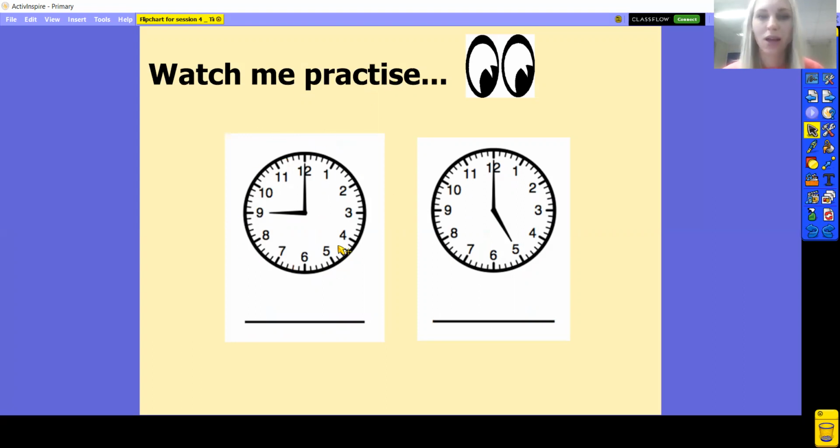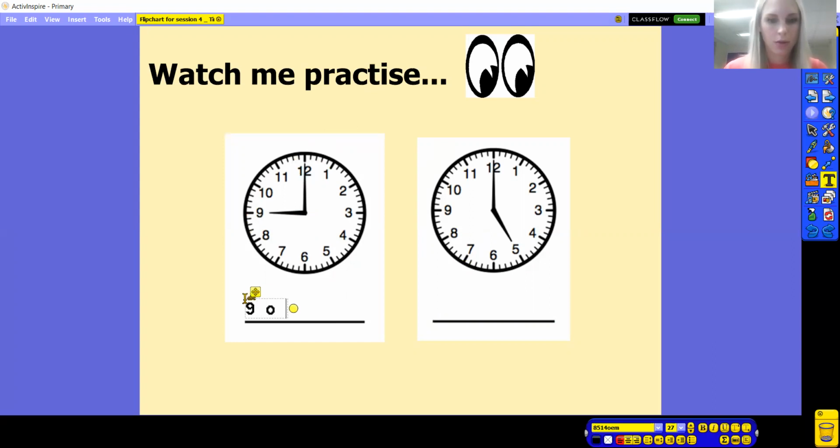This is what your sheet would look like. So you'll have a clock face, an analog clock, and you will need to write the time below on the line. So here I can see that my minute hand, my long hand, is pointing to 12. So this is showing o'clock. Now I need to look at my short hour hand, and that is pointing to 9. So the time would be 9 o'clock. Okay, let's look at the next one. Again, my minute hand is pointing to the 12, which shows o'clock, and my hour hand is now pointing to the 5. That would be 5 o'clock.